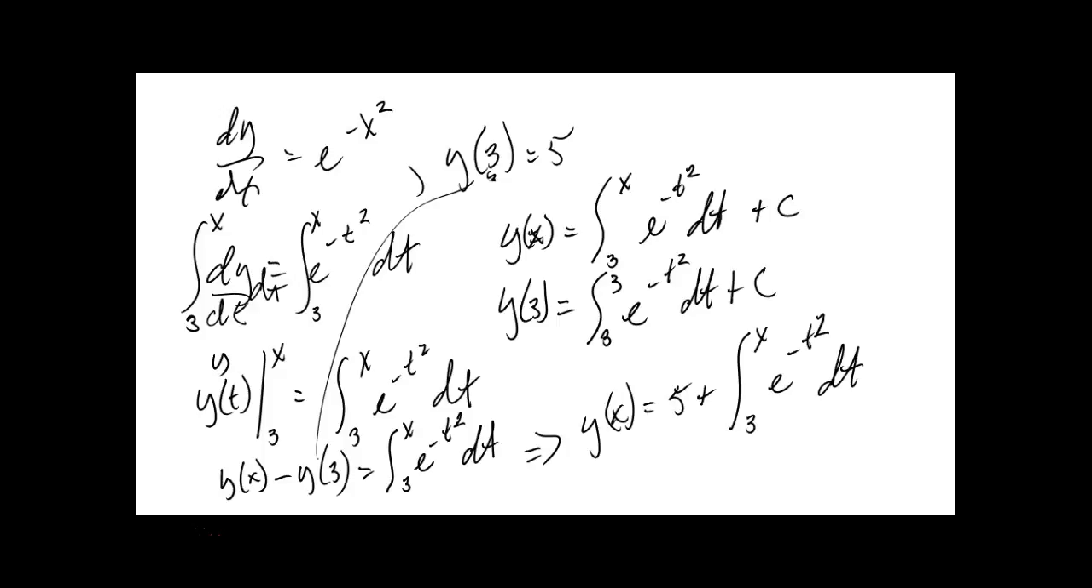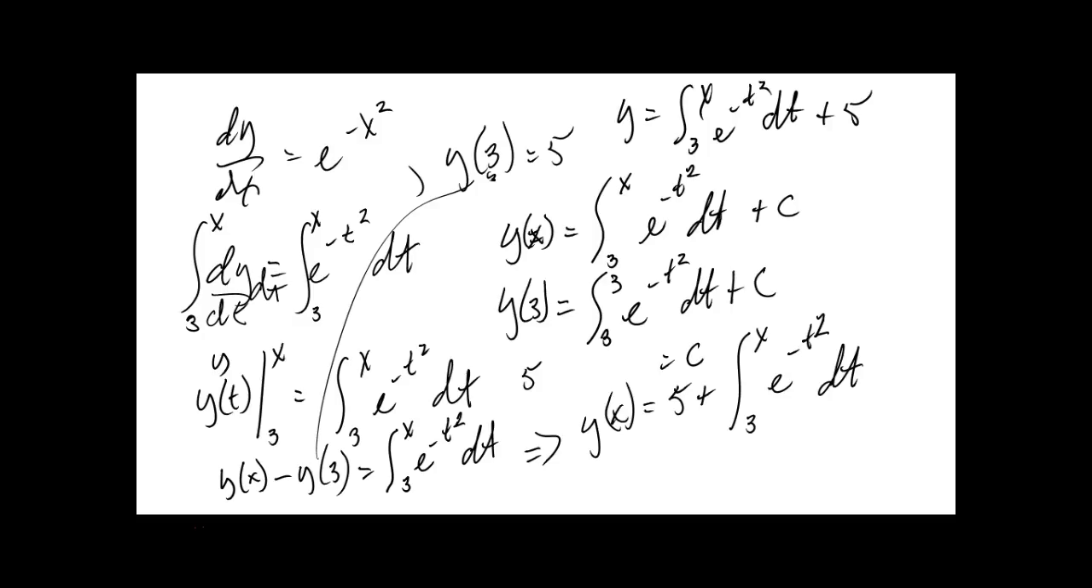Because you're integrating that much, nothing at all. So this is 0 from 3 to 3, and y of 3 is equal to 5. So 5 is equal to c, so you just plug that in, and you get y is equal to the integral from 3 to x of e to the minus t squared dt plus 5. Same thing we got before without having to do this mess, which I find really an awkward way to do.